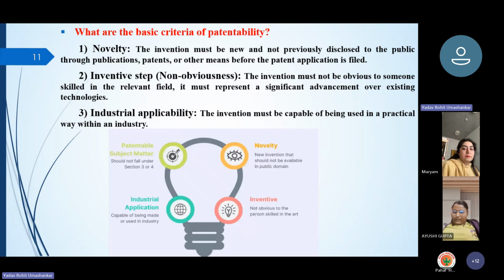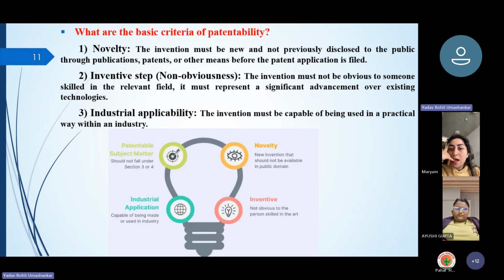So the question you asked, we can see here. What is the basic criteria for patentability? Some novelty should be there. The first step is that some novelty should be there in your invention. The invention must be new and not previously disclosed to the public through publications, patents, or other means before the patent application is filed. So it should not be already researched, already discovered, or already patented by some other persons. Some novelty should be there.